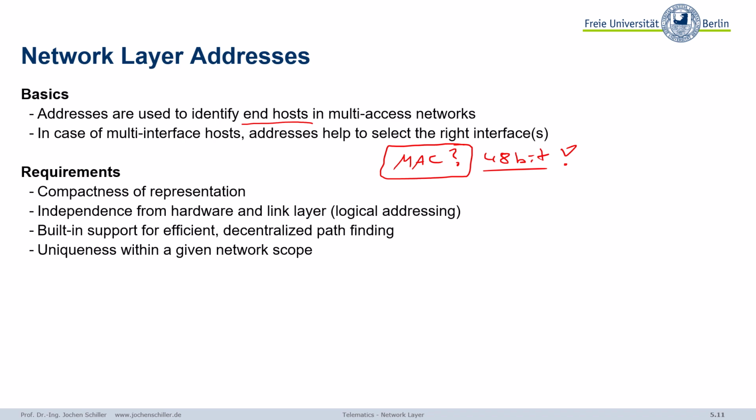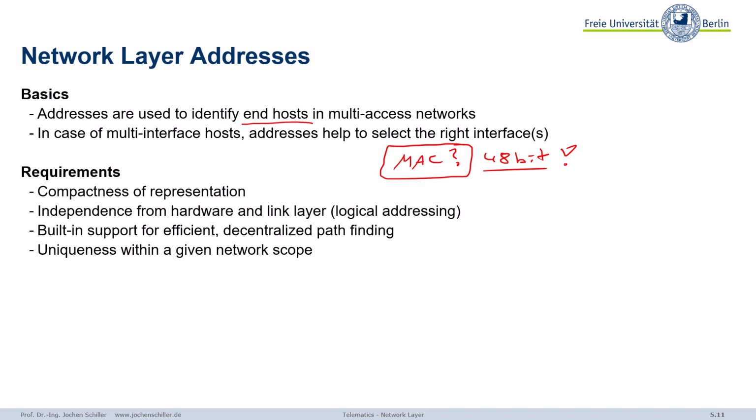We will see that those addresses need to be in a structure that allows a compact representation. Also, how can we compress addresses when we store them in routers? Furthermore, those addresses should be independent from the hardware, from the link layer, because maybe we have a single address on layer 3, but different addresses on layer 2, where maybe you have a wireless layer and Ethernet layer 2, etc.